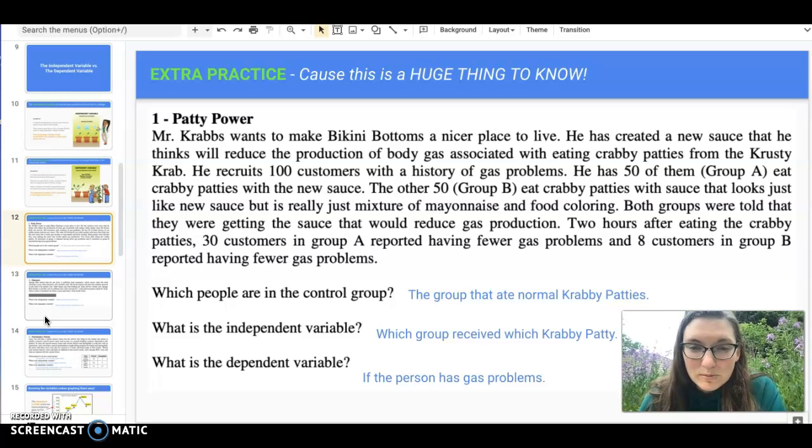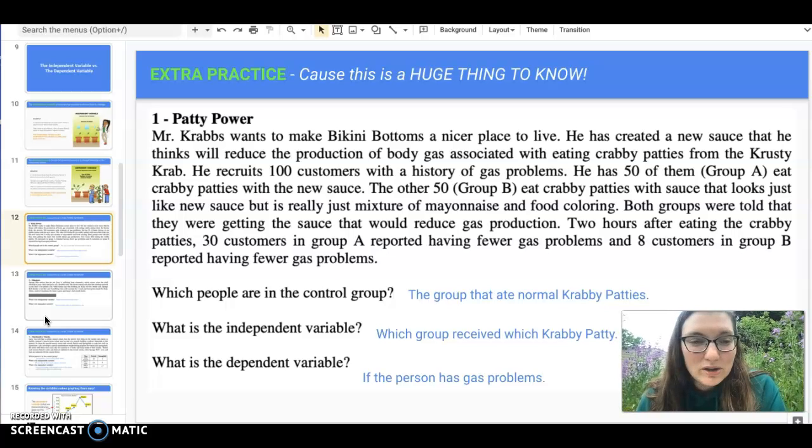He recruits 100 customers with a history of gas problems. He has 50 of them, Group A, eat Krabby Patties with the new sauce. The other 50, Group B, eat Krabby Patties with sauce that looks just like the new sauce, but is really just a mixture of mayonnaise and food coloring. Both groups were told that they were getting the sauce that would reduce gas production. 2 hours after eating the Krabby Patties, 30 customers in Group A reported having fewer gas problems, and 8 customers in Group B reported having fewer gas problems.